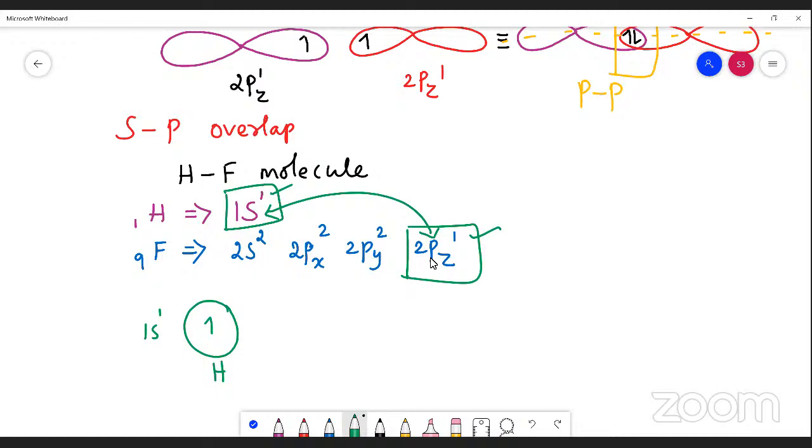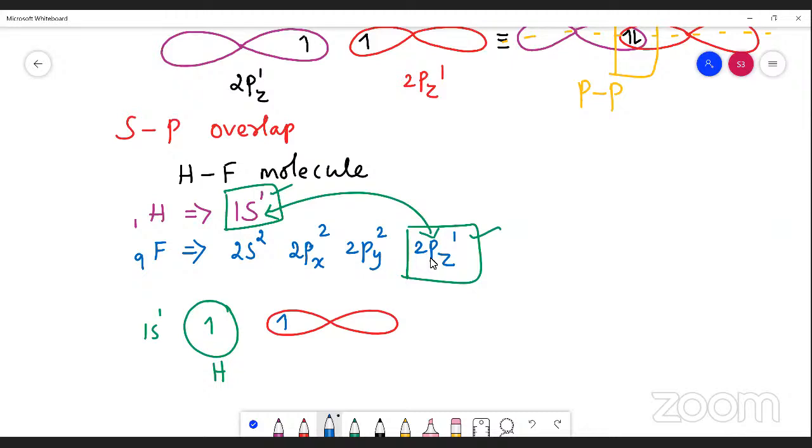We know the P orbital has a double lobe shape, so you can draw the double shape, and it contains an electron. Each atomic orbital should contain how many unpaired electrons? Only one unpaired electron. Likewise here, hydrogen has a spherical shape, and the p orbital has a double lobe shape.